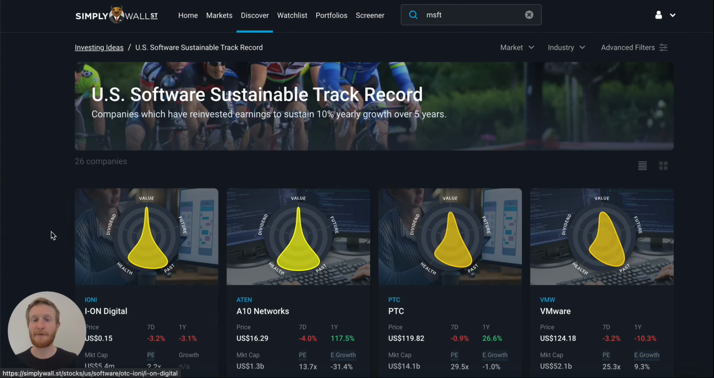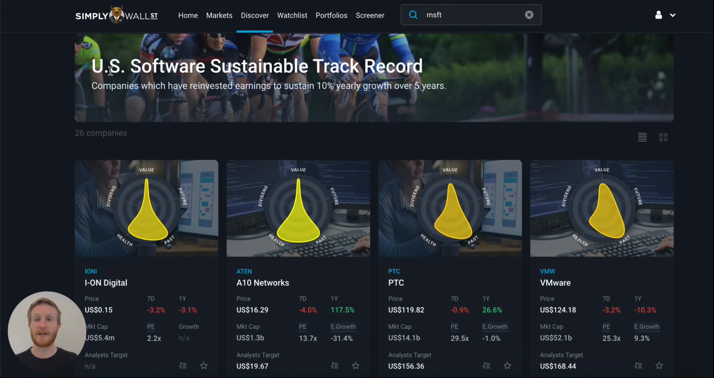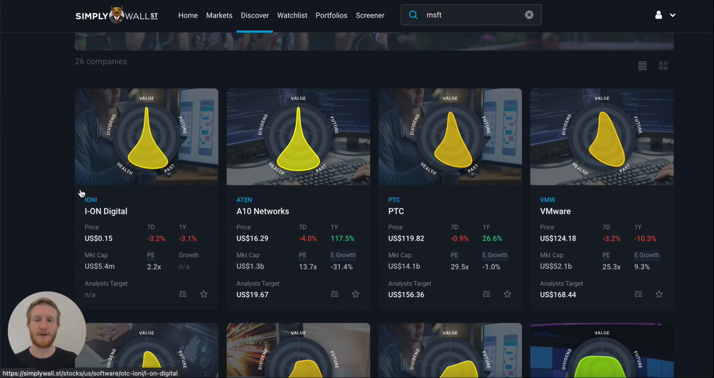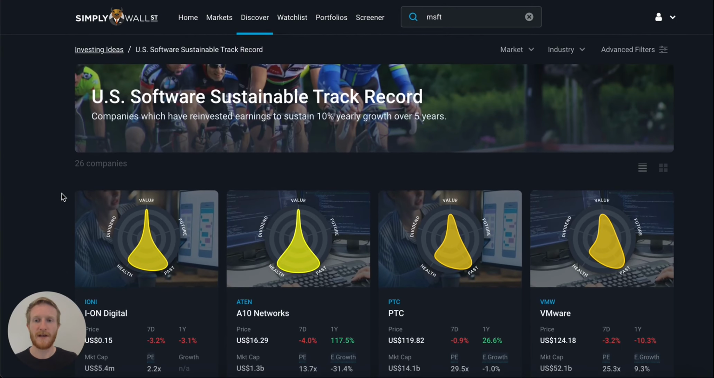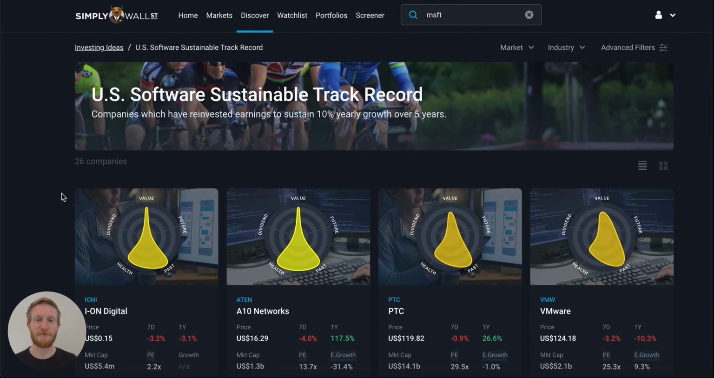But if it didn't, and we wanted to look at other opportunities, we can look at the US software industry and look at those that have a sustainable track record, which basically means they've been able to reinvest their earnings sustainably, generating more than 10% growth per year over the last couple of years. And so you get to look here and see how it compares to others in the industry. So yeah, that's pretty much how to use the past performance section.